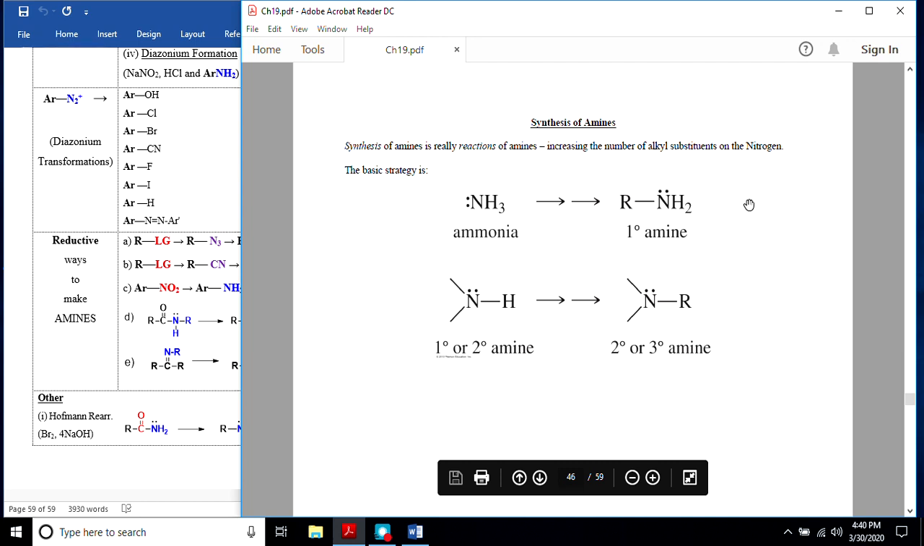So those are really our two main recurring themes. Make something that contains a nitrogen and reduce it, you end up with an amine, and we're always adding one R group to the existing nitrogen.